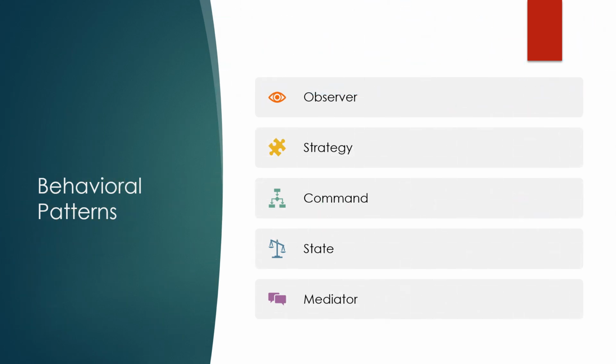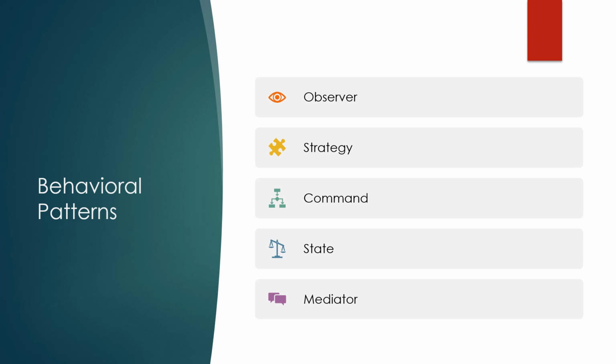Behavioral patterns. Observer. Description. Establishes a dependency between objects such that when one object changes state, all its dependents are notified. Guidelines. Define a subject class that maintains a list of observers and provides methods to add, remove, and notify them. Implement the observer interface in classes that need to be notified of changes.